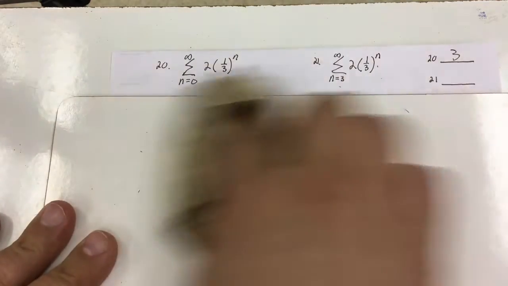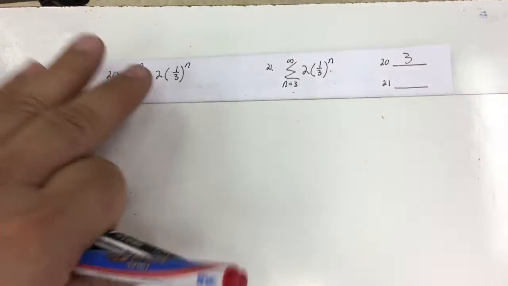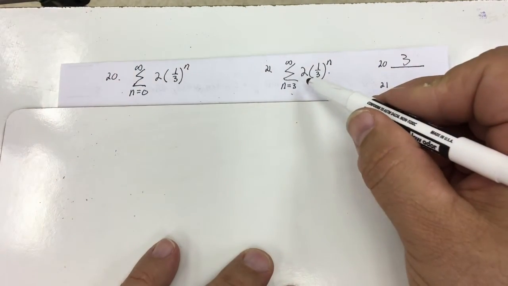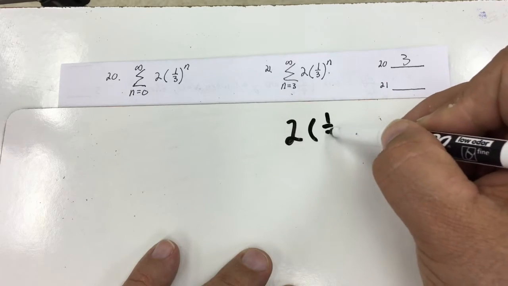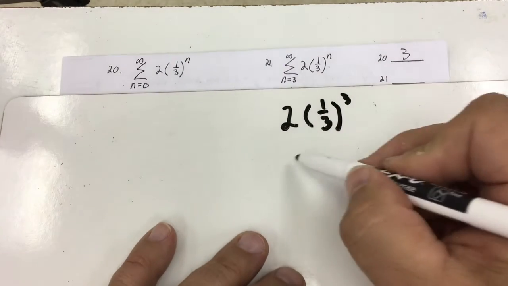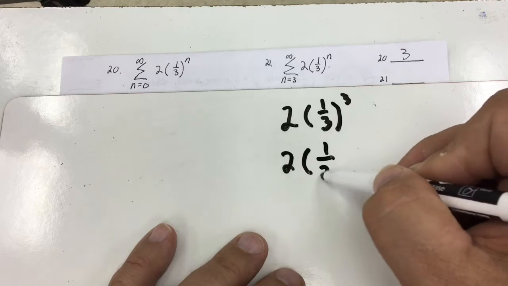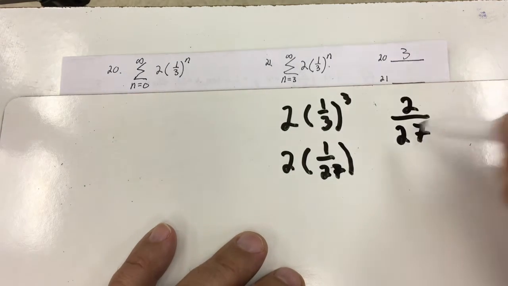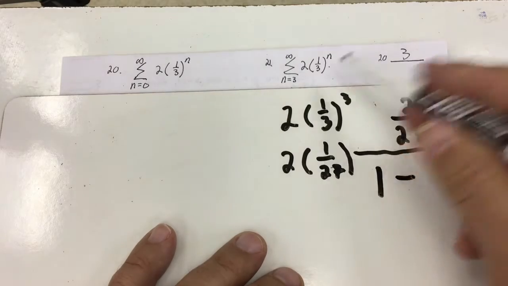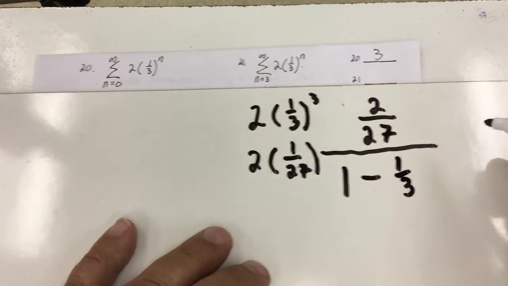For number 21, again, I notice instantly that this is a geometric series. Its first term, however, is not 2. I have to plug the 3 in. So that's going to give me 2, because the first term starts at 3 in this case, times 1/3 to the 3rd power. That's going to give me 2 times 1 over 27. So my first term is going to be 2 over 27. Now I have to divide that by 1 minus the common ratio, which is 1/3. Not that big of a deal, just a lot of arithmetic.